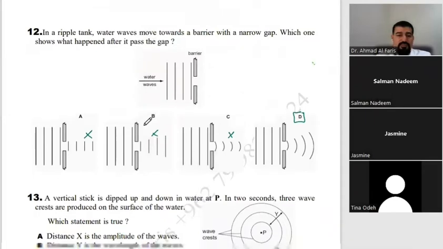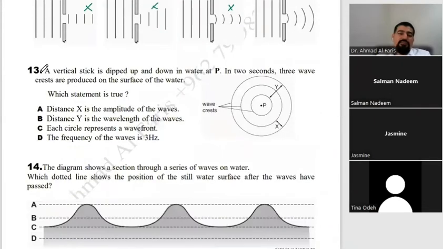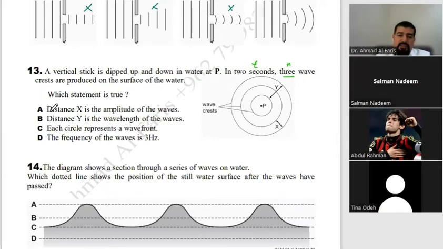Let's move on. Number 13. A vertical stick is dipped up and down in water at P. Here we have P and this water surface, and we bring a stick and we move it in and out of the water. In 2 seconds, 3 wave crests are produced on the surface of the water. Which statement is correct? Distance x.